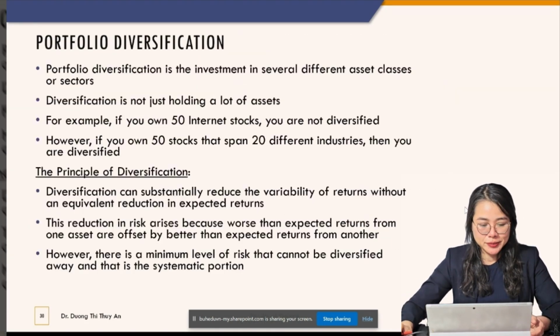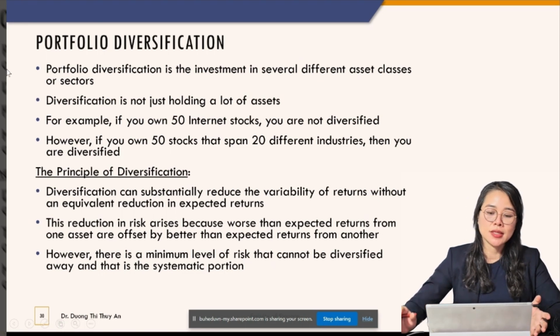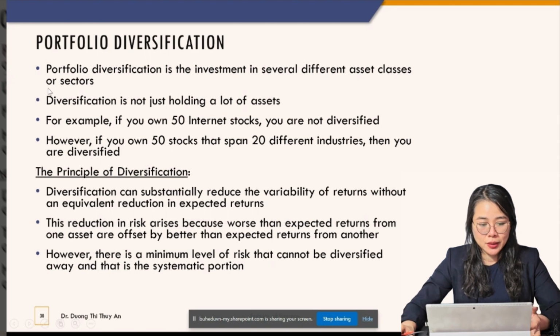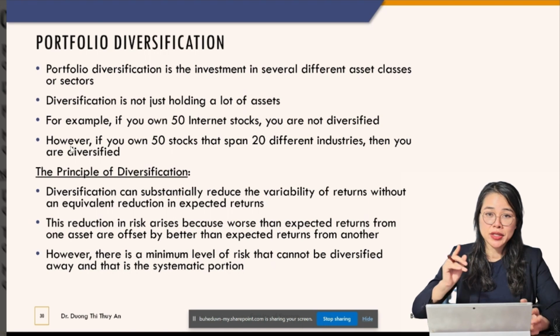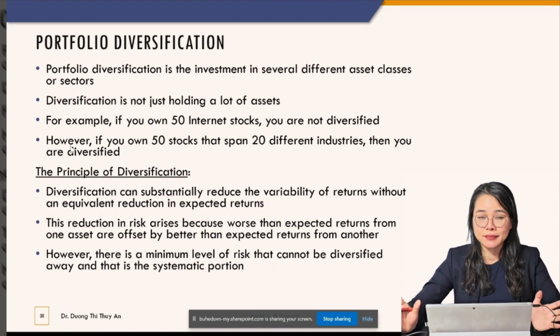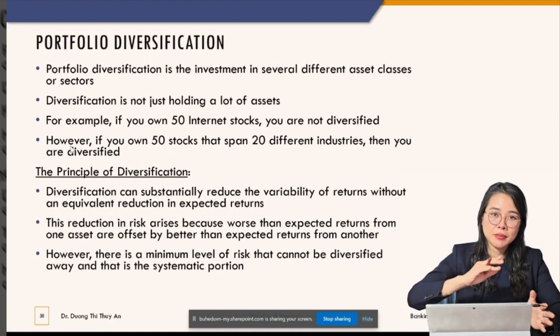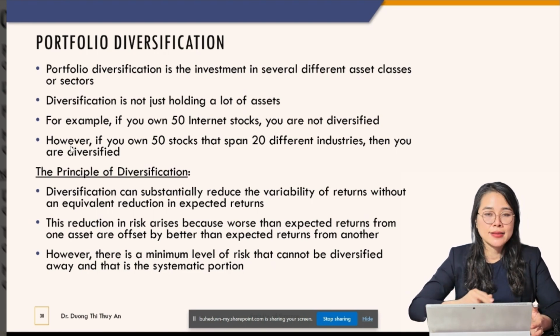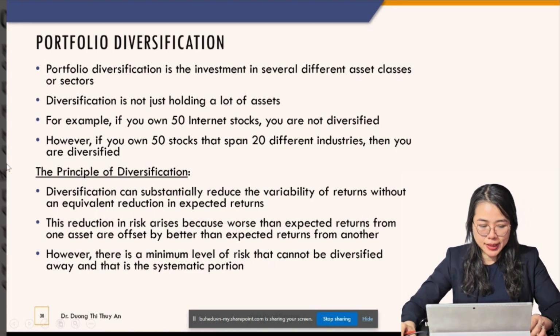Portfolio diversification is the investment in several different asset classes or sectors. So diversification is not just holding a lot of assets. If you own 50 internet stocks, that means 50 stocks come from one sector, one industry. That is not diversifying. You have to diversify among stocks, among different sectors, and among different asset classes.